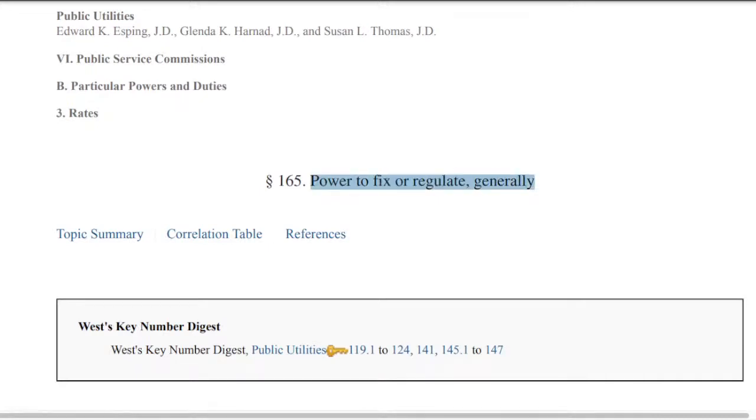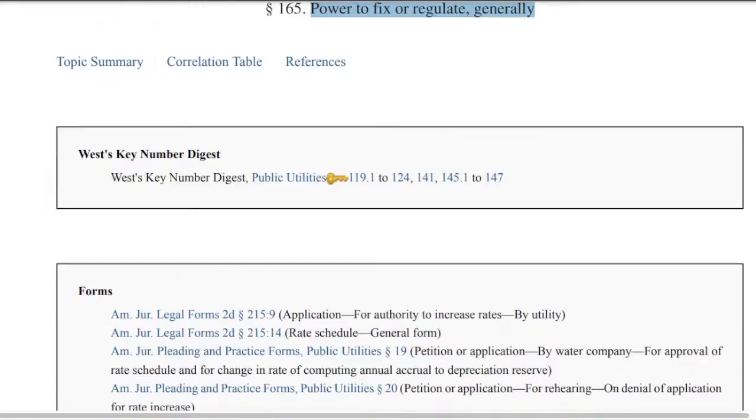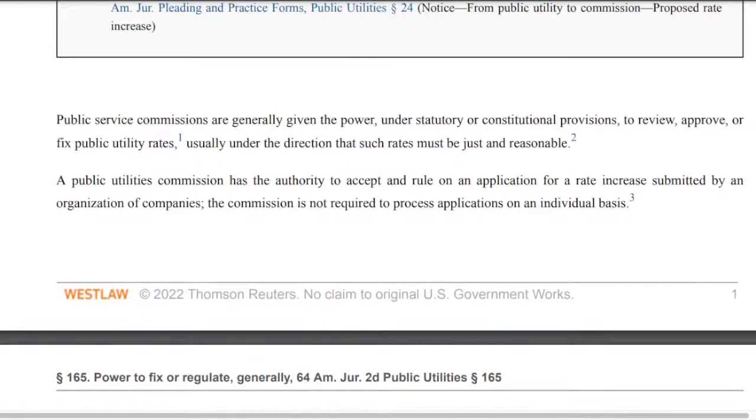Power to fix or regulate, generally. Public service commissions are generally given the power, under statutory or constitutional provisions, to review, approve, or fix public utility rates, usually under the direction that such rates must be just and reasonable. Let's look at this a little deeper here.